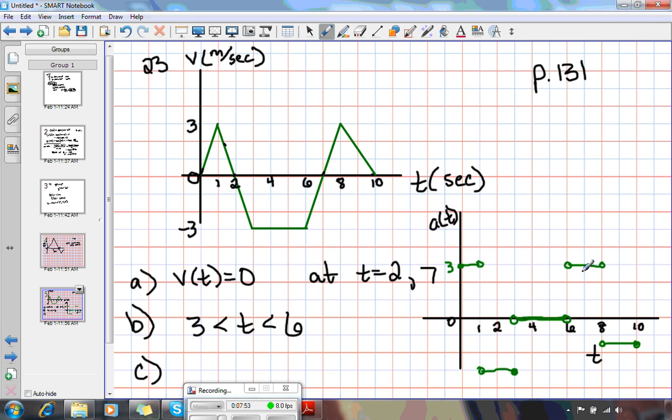Okay, so this would be my graph of acceleration, and you can see that it's not continuous. My acceleration graph is not continuous because there were some places where the velocity was not differentiable. Remember, anytime we have a corner, the graph is not differentiable at those places.